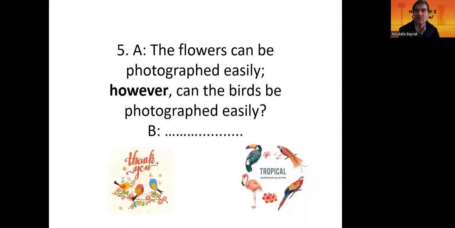The flowers can be photographed. Sentence. Yes, they are also really important. The flowers can be photographed easily. However, can the birds be photographed easily? Of course, it is difficult to photograph birds. So I am sure the birds can be photographed with difficulty.